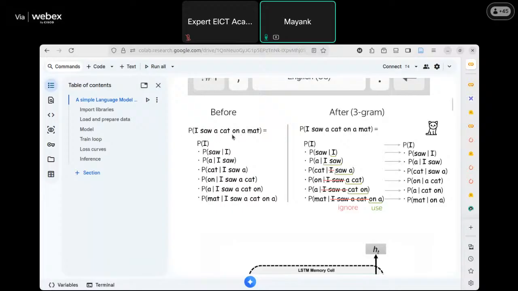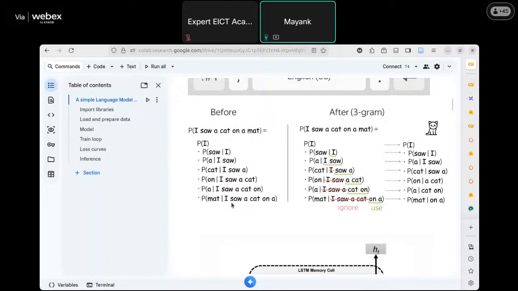सो वो कैसे निकालते हैं? दैट इज द सेम एज प्रोबेबिलिटी ऑफ आई, देन प्रोबेबिलिटी ऑफ सॉ गिवन आई, मतलब आई के बाद सॉ आया, ऐसा कैसे होगा कि प्रोबेबिलिटी ऑफ सॉ गिवन दैट आई हैज ऑलरेडी अपीयर्ड, then probability of a given that I saw has appeared, and so on, right? And probability of mat given that I saw a cat on a, ये इतना हो चुका है.